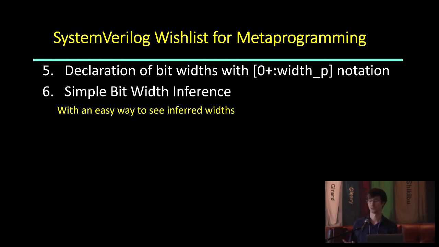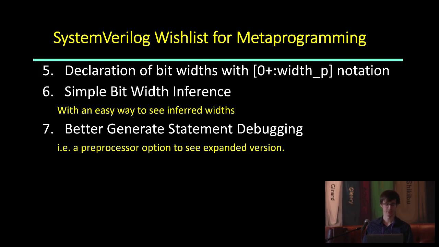Bit width inference would be nice for debugging. This is something that usually flags a very quiet linter error, but can cause very severe problems. And then better generated statement debugging. This is actually a feature in Verilator, which we use very heavily. We usually use VCS for our simulation, but we use Verilator for its linting and preprocessor, which are best in class.